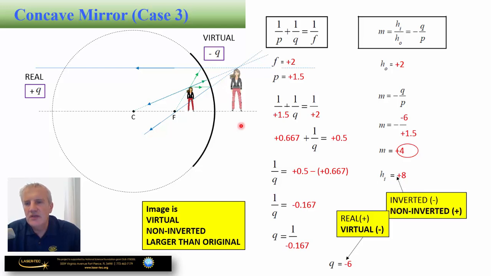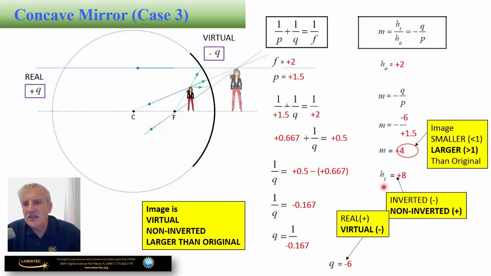And then if you analyze the magnification or the height of the mirror image, you can see that the mirror image has a positive sign, which means that it's going to be positioned on the same side relative to the optical axis as the original. Since the original is above the axis, the mirror image is also supposed to be above the optical axis, which is conveyed through the sign of the magnification.